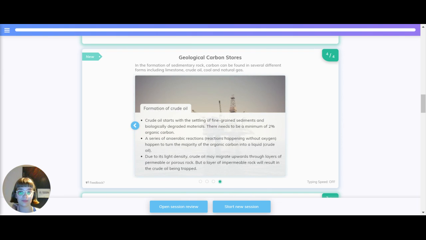Formation of crude oil. Crude oil starts with the settling of fine-grained sediments and biologically degraded materials. There needs to be a minimum of 2% organic carbon. A series of anaerobic reactions, so reactions that happen without oxygen, turn the majority of organic carbon into a liquid. This is crude oil.